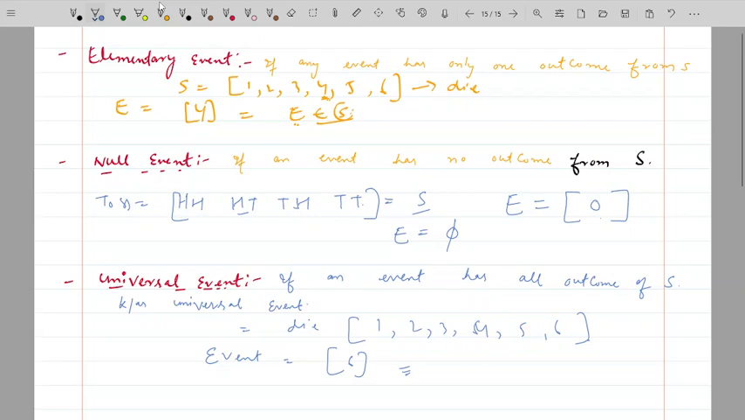So these are the basic definitions of probability theory, and in the upcoming videos we will discuss coding, error control coding in digital communication.